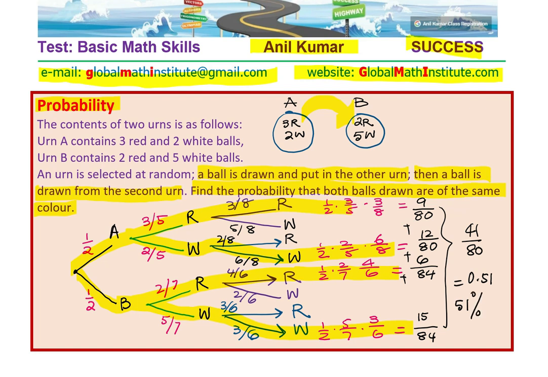You get the idea. So the probability of drawing both of the same color is almost 50%, more than that. Perfect. So that is how you're going to answer this question. I hope it makes sense.